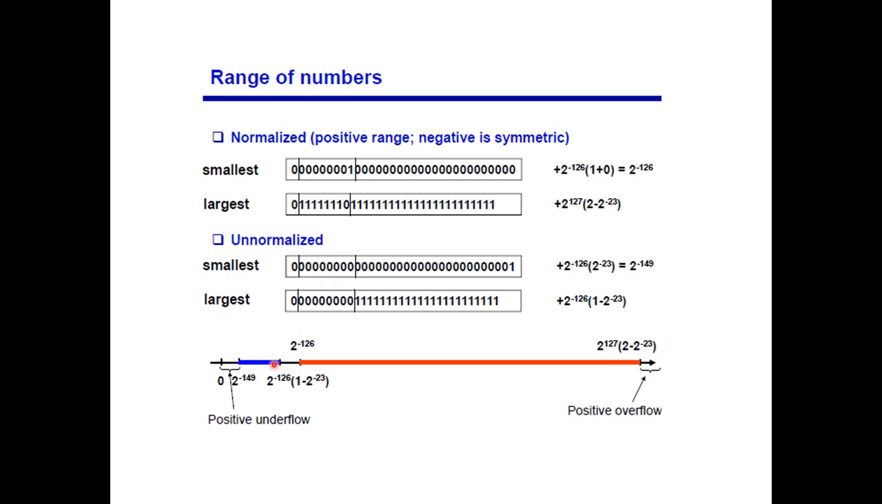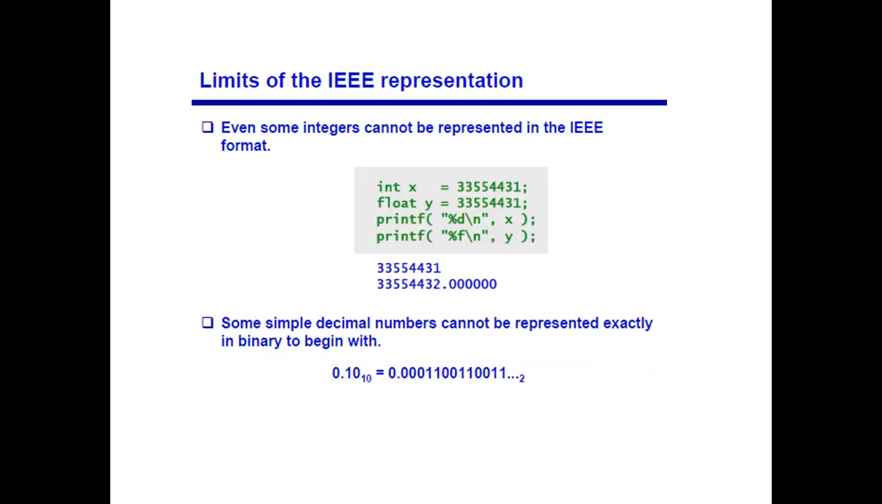In this range, the red range is the normalized numbers and the blue range is the denormalized numbers. These numbers cannot be defined on a computer. These numbers are positive underflow. If it is beyond that, it is positive overflow. If it is less than that, it is positive underflow. And there is a gap here, which cannot be defined in a single precision system. So those are the limits of IEEE representation. Even some integers cannot be represented in the IEEE format.